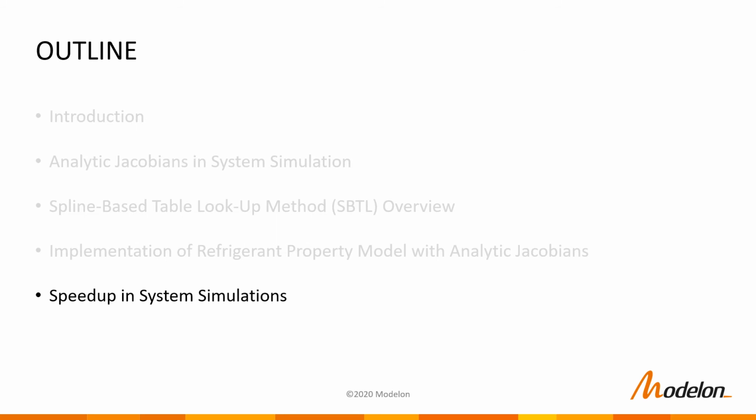All right, now comes the moment of truth. How fast can we get with analytic Jacobian? We'll first take a look at a simple heat exchanger test and two system models from our air conditioning library. We'll then move on to a complex 3-branch air conditioning system and another AC system coupled with a cooling loop, both developed at Ford Motor Company.